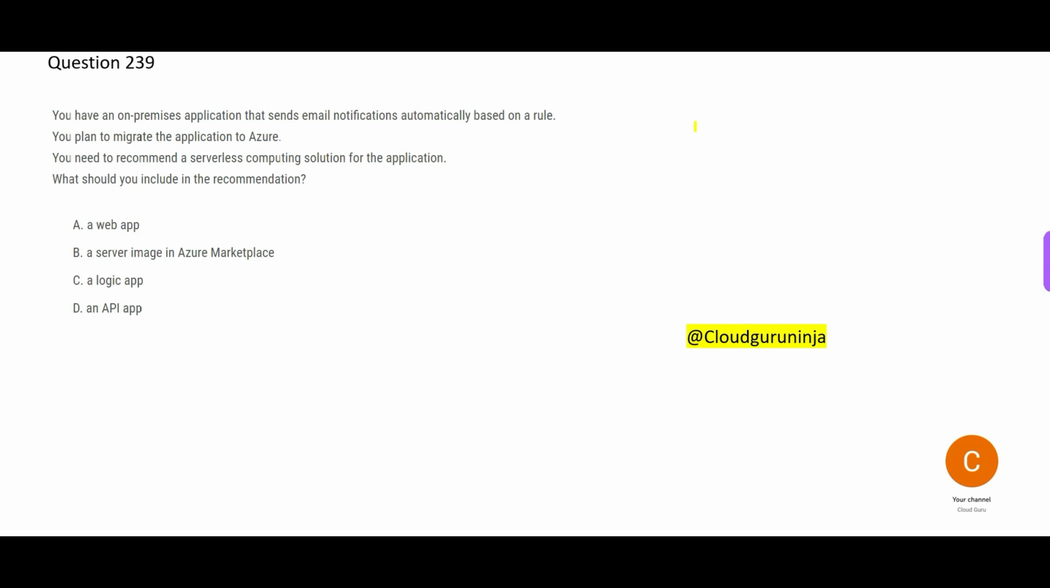So this is the next question. You have an on-premises application, and it sends email notifications automatically based on a rule. A rule gets triggered, and then it sends an email. For example, what can be the rule? The rule can be, for example, if you get a multi-million-dollar sale, and if it gets cancelled, that is a rule.